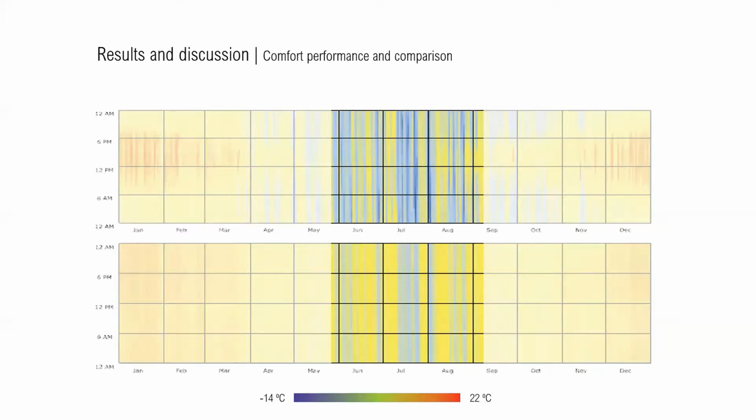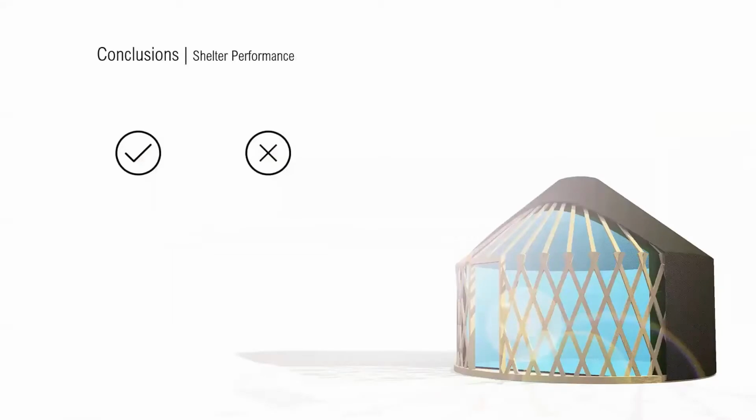This is where the standard structure proves itself to be more efficient, since it's visible a smaller thermal amplitude with minimum values of -2 degrees and maximums of 5 degrees. In conclusion, about the tent performance, results show good thermal heat storage during the day, however, minimum negative temperatures similar to outdoors were registered.